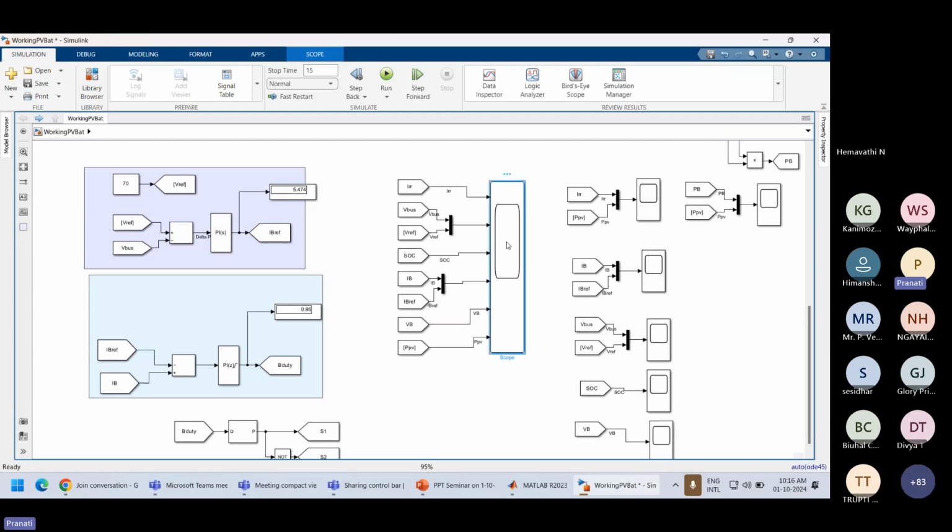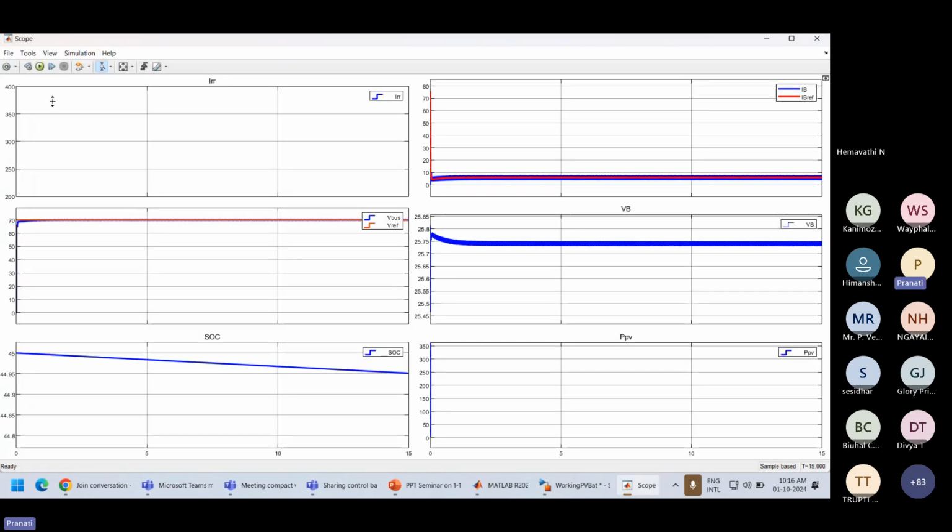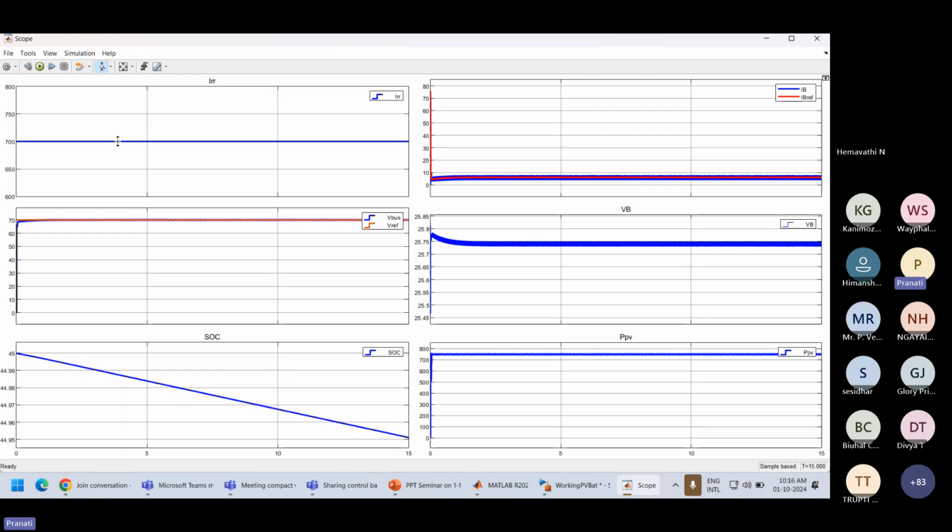You can see at a time from this curve, 700 watt per meter square is the irradiance value. In spite of the change in irradiance to 700 watt per meter square, our DC bus voltage is maintained constant at 70 volt only, which lies in the control strategy or the design of the bidirectional converter controller.